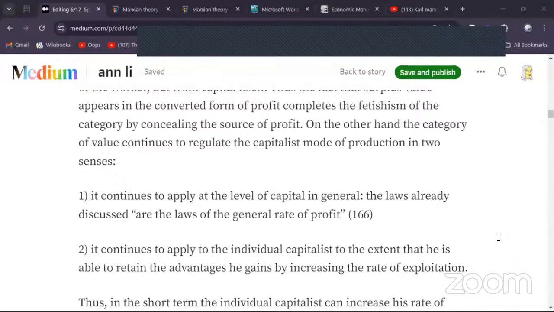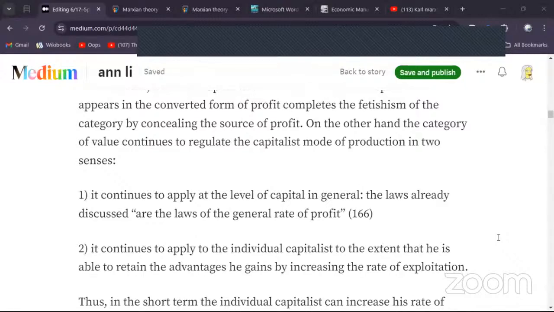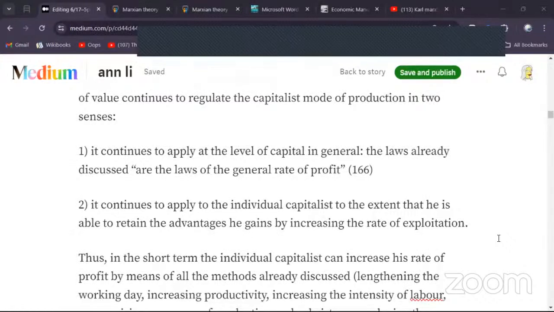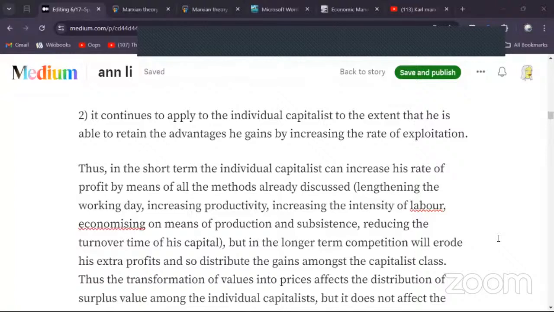Number two, it continues to apply to the individual capitalist to the extent that he or she is able to retain the advantages he gains by increasing the rate of exploitation. In other words, he or she knows this is going on. So how am I going to keep my exploitation rate up, particularly for X number of reasons. This is kind of the entry point where we get Roemer's stuff that under socialism you can still exploit things or people. Thus, in the short term, and remember, it's always short term, long term, one needs to be very careful with how one phrases this kind of argument and certain critiques using a kind of Marxian model. In the short term, the individual capitalist can increase his rate of profit by means of all the methods already discussed.